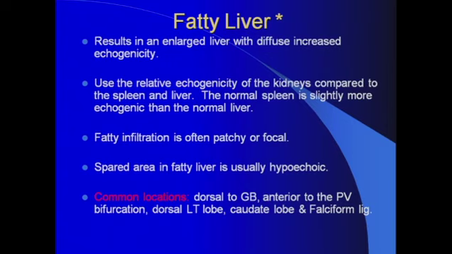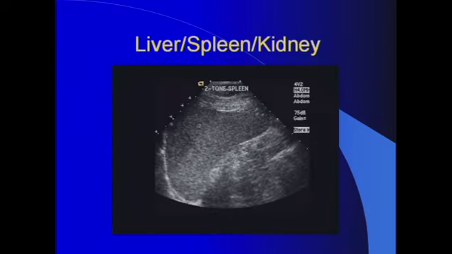Now, remember that whenever you see a focal hypoechoic area on a background of a fatty liver, don't ever jump and say, well, there is a mass in the liver, we need to investigate further. The rationale behind this is, if you are aware of the most common locations of the spared areas in fatty liver, like dorsal to the gallbladder, anterior to the portal vein bifurcation, dorsal left lobe, the caudate lobe, and the falciform ligament, it is most likely a benign process and does not need further evaluation.